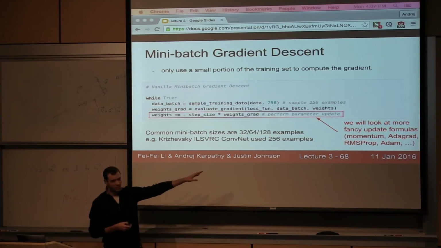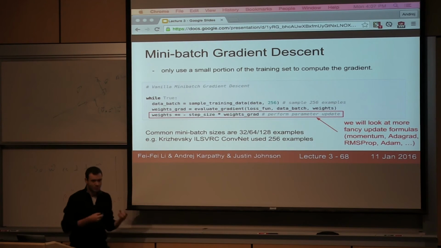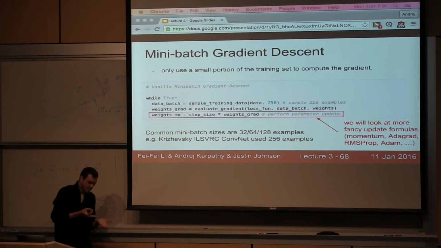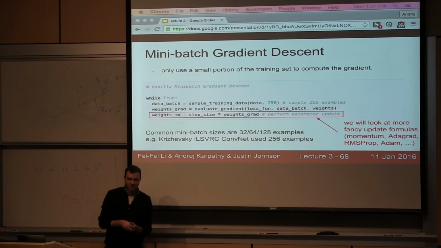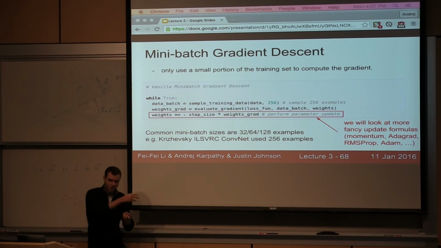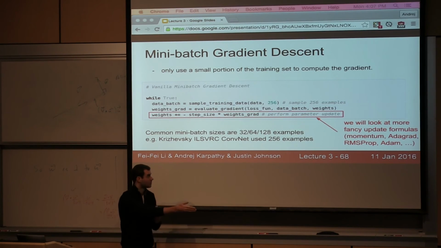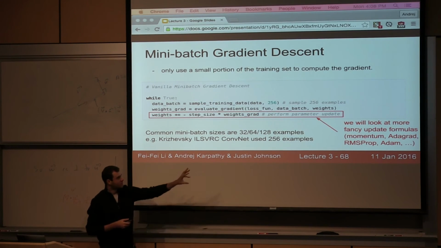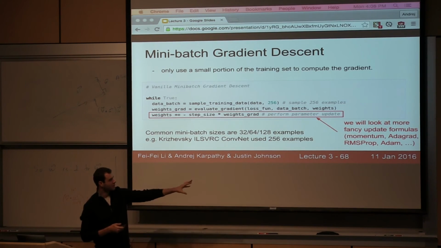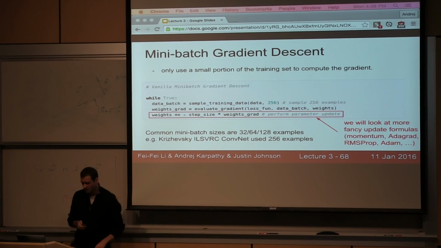But there are many formulas such as momentum that was already mentioned. In momentum, as you're doing this optimization, you imagine keeping track of a velocity. So as I'm stepping, I'm also keeping track of my velocity. If I keep seeing a positive gradient in some direction, I will accumulate velocity in that direction, so I'm going to go faster in that direction. There are several formulas. We'll look at them shortly in the class, but AdaGrad, RMSProp, Adam, all commonly used.